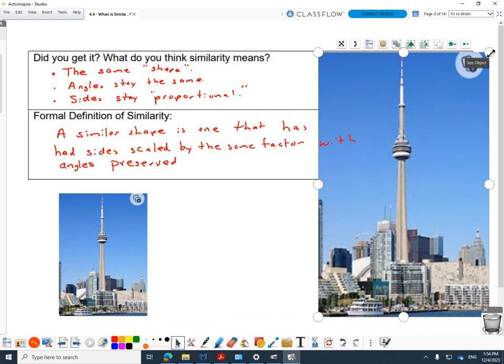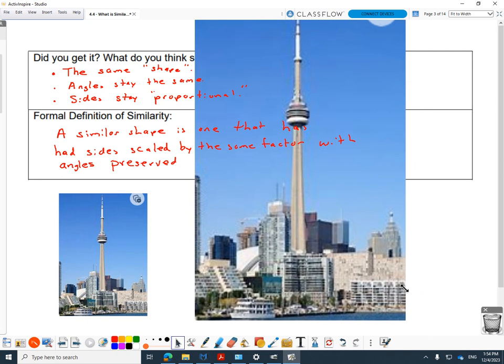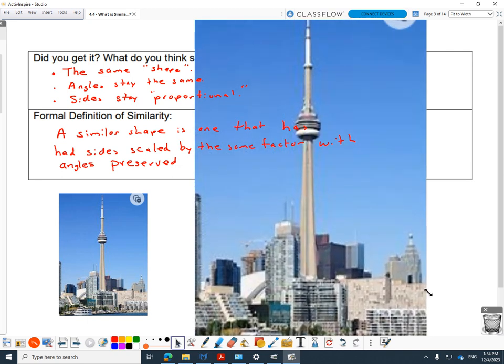But watch this. I can make it not similar. Watch this weird move. I don't know if you know this about computers. If you grab this one, do you see it's different? It's got an angled line there. If you grab that one, it keeps it proportional. It's still the same shape, but you don't have to do that.